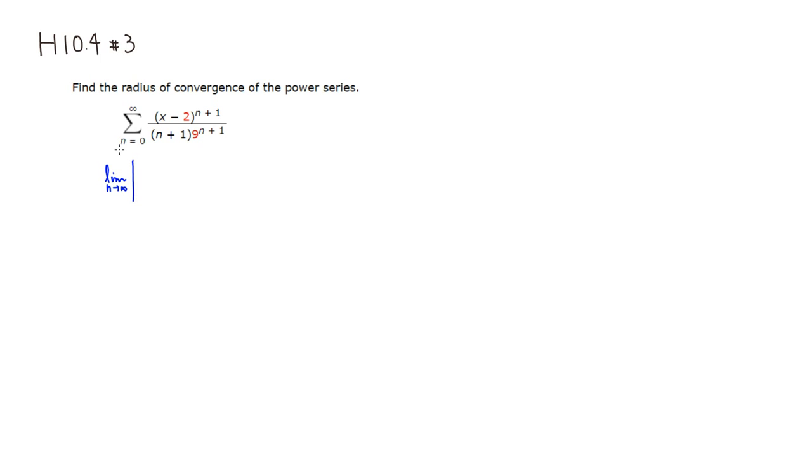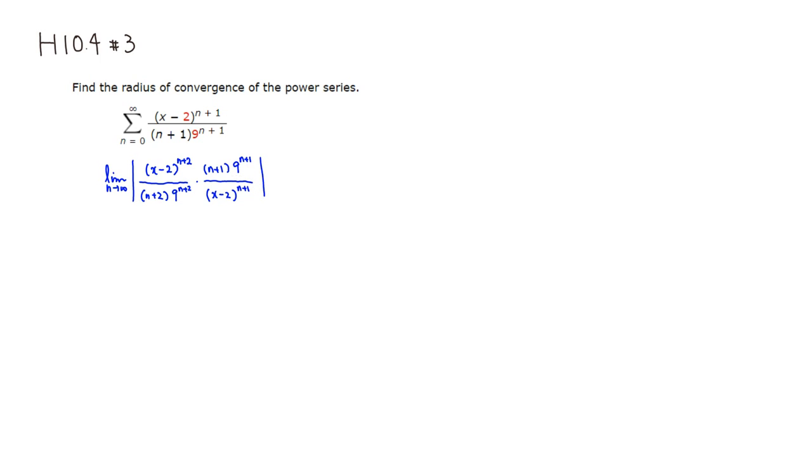Absolute value of a_(n+1), so you have quantity x minus 2 to the n plus 1, over n plus 2, and 9 to the n plus 2. Then we need to divide by a_n, so we just take the reciprocal of that and multiply: quantity n plus 1 and 9 to the n plus 1, and then quantity x minus 2 to the n plus 1. So we got that.